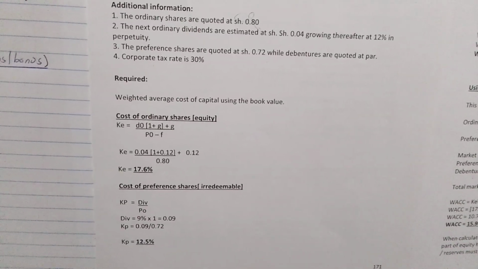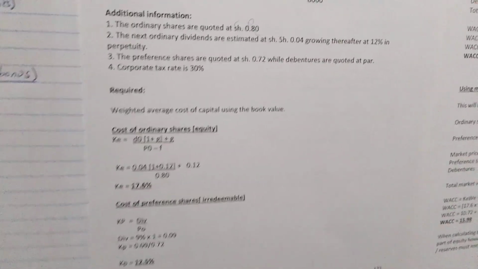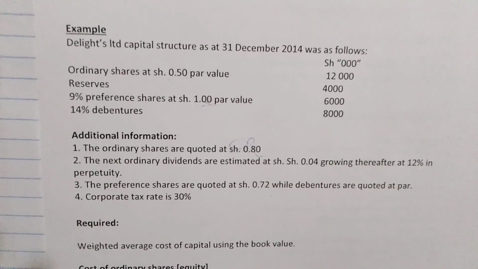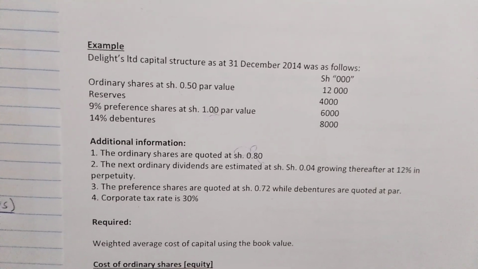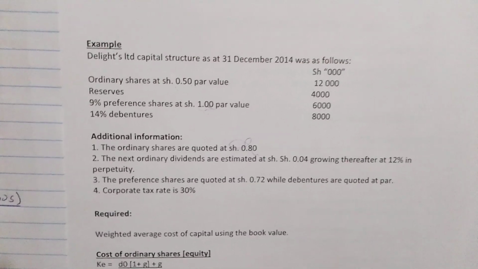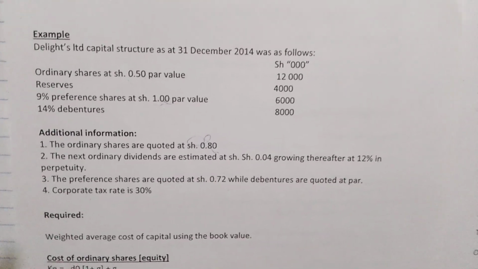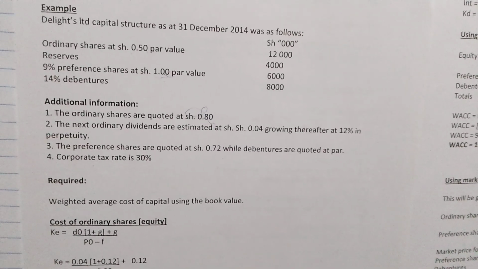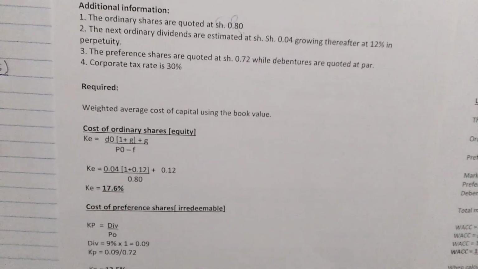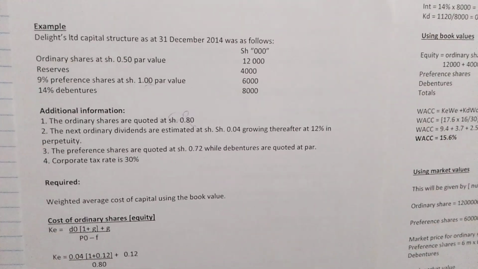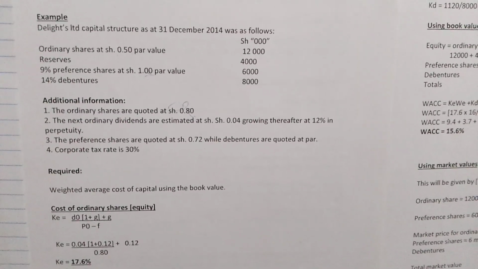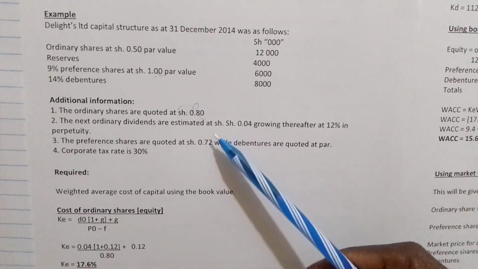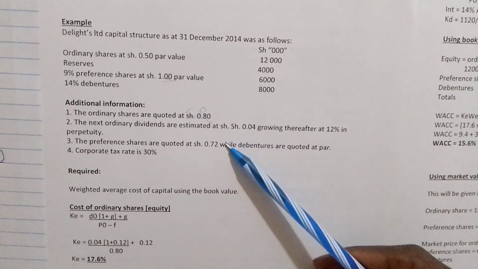Now, these preferred shares are irredeemable because we have not been given a maturity time. No maturity period has been provided. If there was a maturity period provided, then we could have treated them as redeemable. But you've been told that the preferred shares are quoted at shilling 0.72. So 0.72 is the P naught. They are selling at P naught.